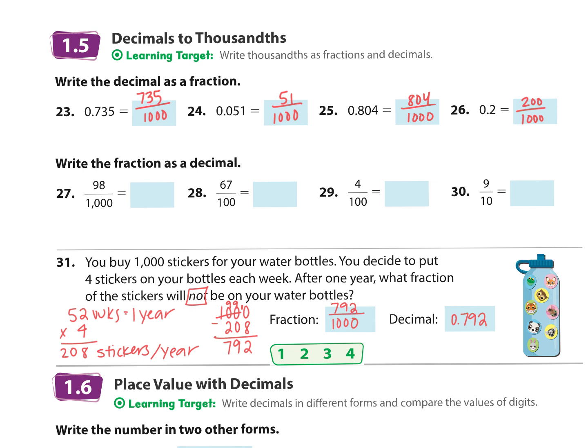Now it says write the fraction as a decimal. This would be 0.098. This would be 0.670. This would be 0. I'm going to write 4 hundredths first, but I'm writing it to the thousandths, so I got to add a 0 at the end. I'm going to write 9 tenths first, but then add 2 zeros, so it makes it 900 thousandths.